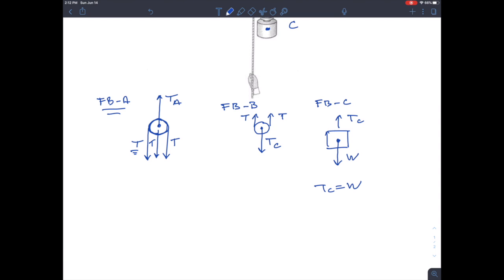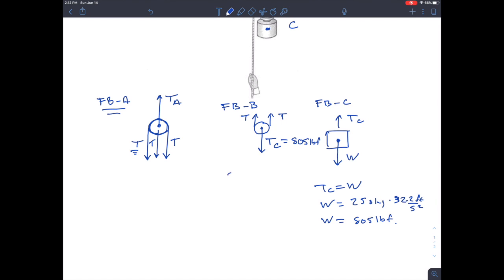Those two, sum of forces in the y direction, give me that equation. And then we know that W is the mass, which is 25 slugs, multiplied by gravity, which is 32.2 feet per second squared, and this gives me the answer of 805 pound force. So that's W. Then moving over here, since TC is equal to W, that's equal to 805 pound force.